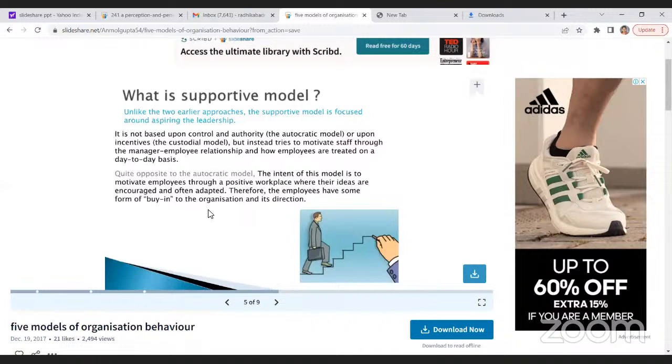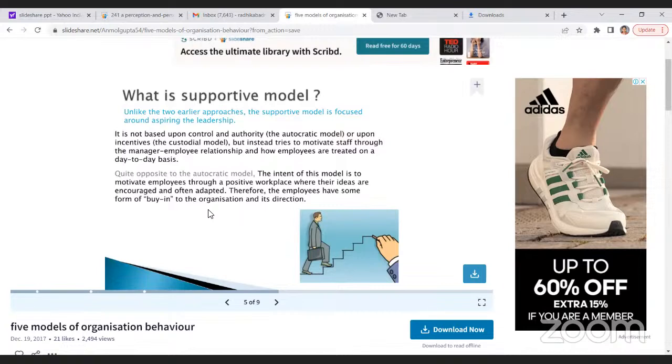Now coming to the next model, the supportive model. So supportive model is nothing but considering the requirements of the organization's employees. It's like studying the human behavior, understanding their feelings, their expectations, their requirements, and being friendly with the employees, so that they feel that, okay, this is my organization, these are my people, so I will contribute for the betterment of the organization. So this is quite opposite to the autocratic model, which talks specifically about superior and subordinate.